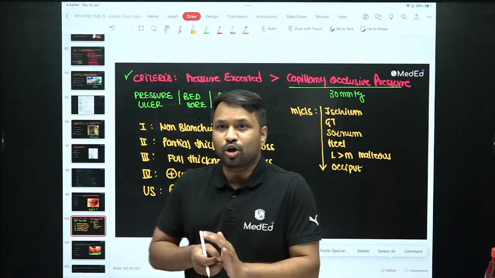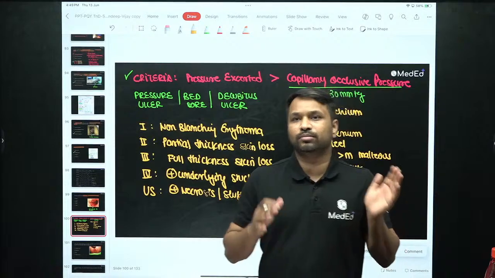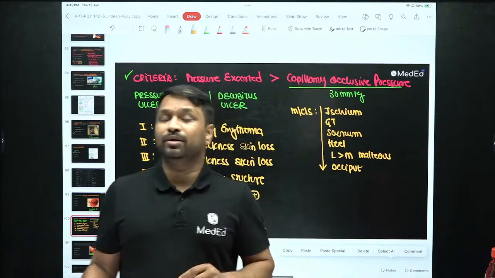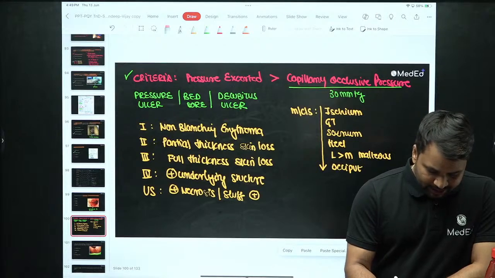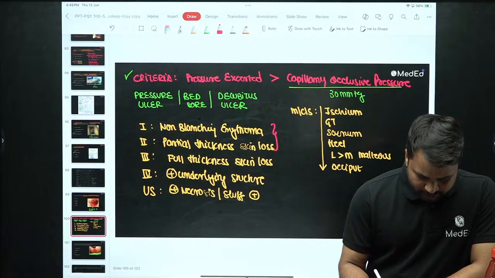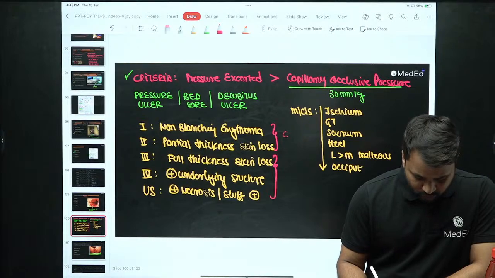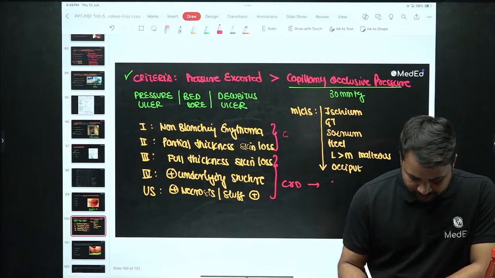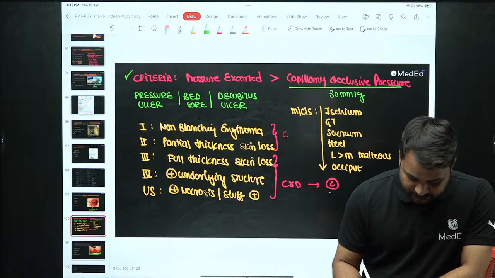Ischium is the most common site, followed by that you have greater trochanter, then you have the sacrum, the heel, the lateral malleolus is more common than medial, and the occiput. Remember, for the first 1 and 2, it is going to be conservative. From there onwards, you have to go with cleaning and debridement followed by the conservative protocol. In the conservative protocol, it is your frequent change in position.